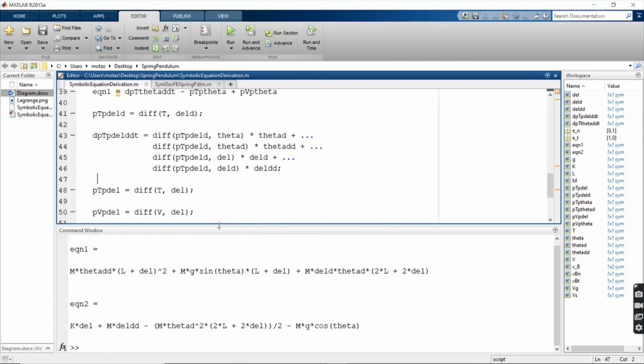And I'll create another video showing you how to solve these equations using Matlab's ODE function. But for this video, I just wanted to symbolically develop the equations using the Syms capability in Matlab.